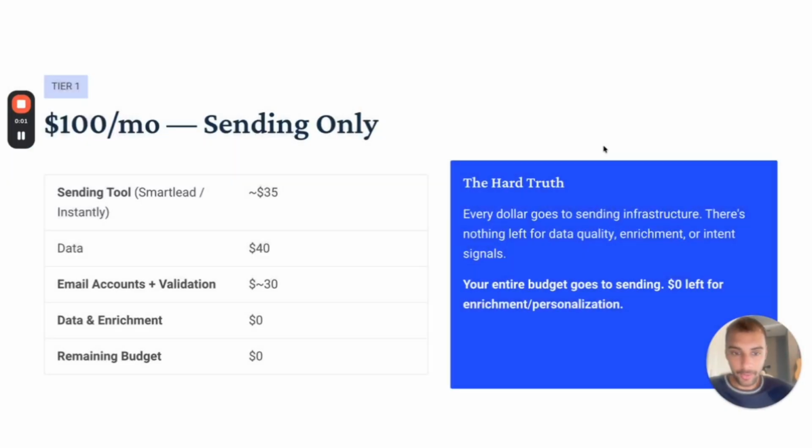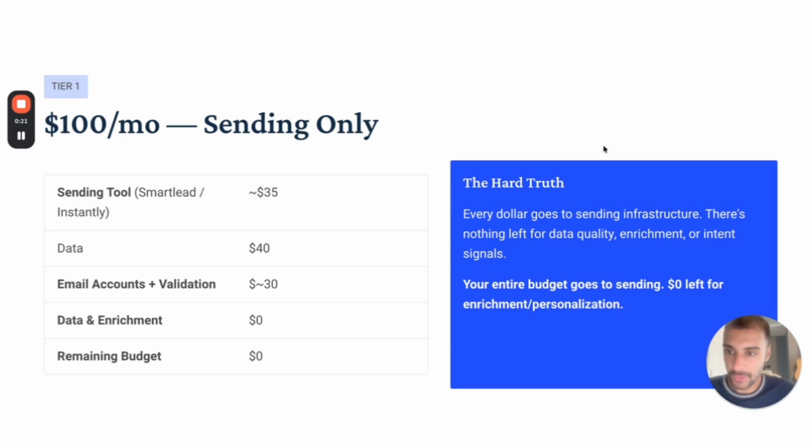So if we start at $100 a month, quite literally, all of your budget goes towards the sending infrastructure. There's literally not much left for data quality, or even enrichment or intent signals at all. Your entire budget goes to sending and infrastructure. There's $0 left for this type of stuff. So if you start at $100 a month, here's how I would budget it.